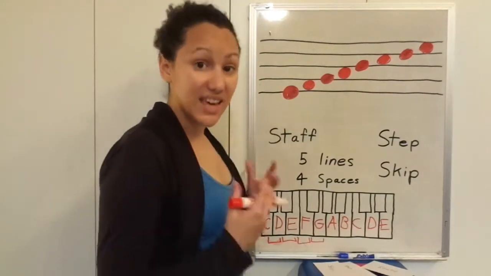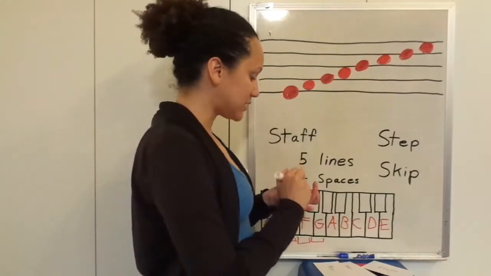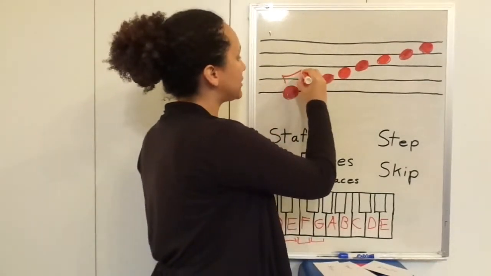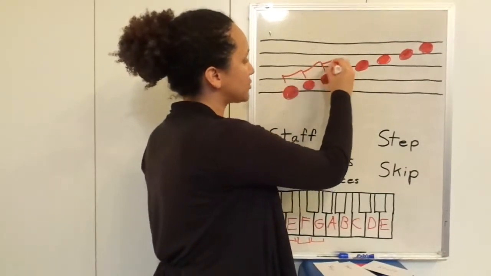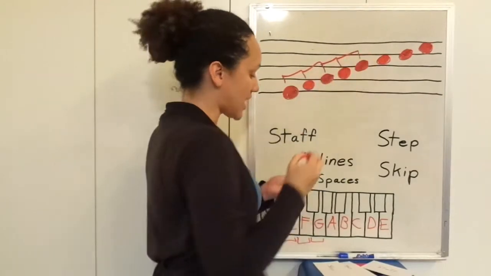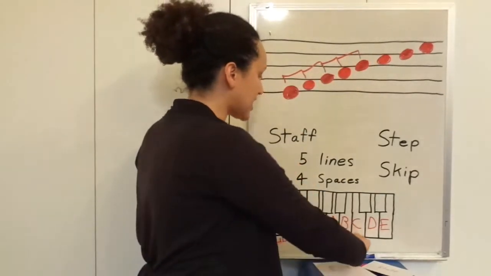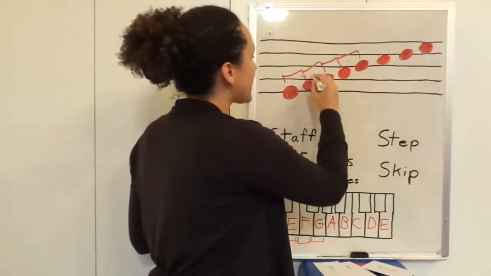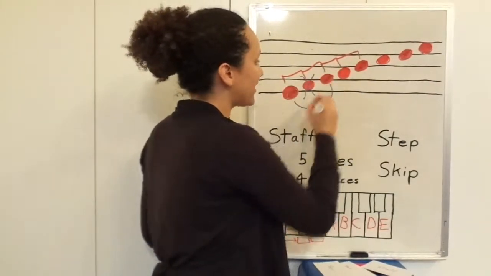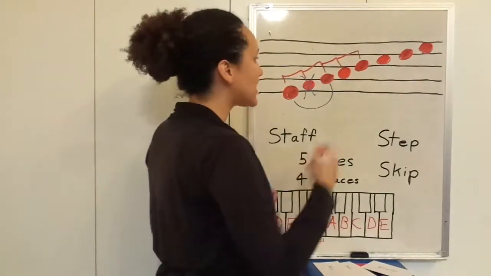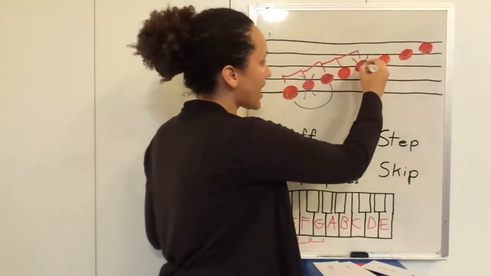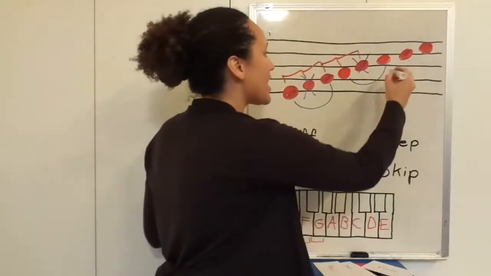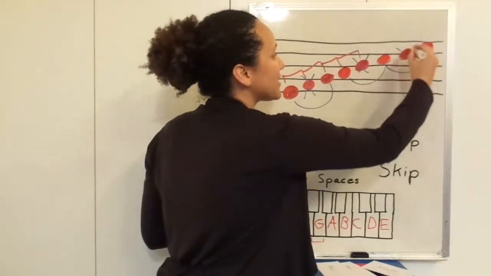Now, a skip would skip a note. So let's see what that looks like up here. You have a step, one note to the next, one note to the next, one note to the next. However, if you're doing a skip, let's say you don't want to play this note. Let's get rid of that, and you're going to skip up to that note. Let's say you don't want to play this note. Get rid of that, and you're going to skip up to that note. You see? And how about skip again, and get rid of that note?